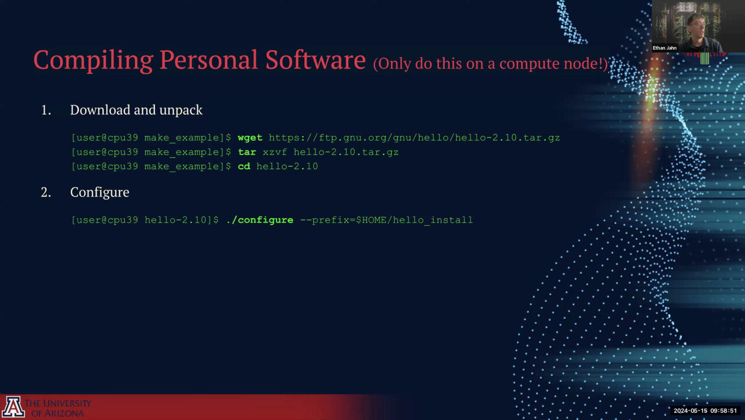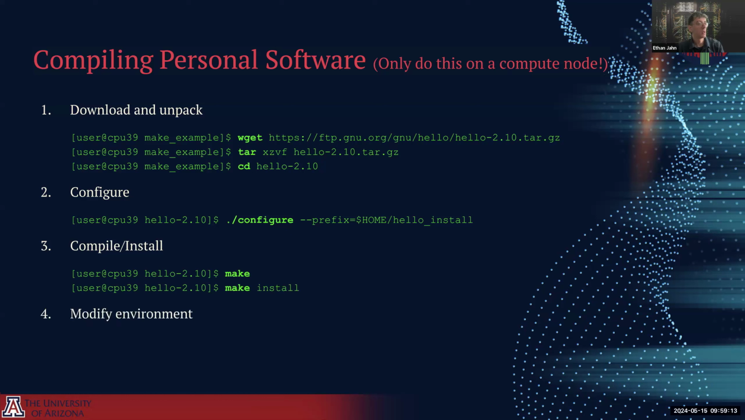You would configure it by using the configure option, and you would make sure to use the prefix with your home directory there. If you don't use that prefix, it might try to install it into a system directory and you will get errors. So make sure to prefix it into your home. And then you would compile and install it. So the make command, make install, and then modify your environment by exporting the path where you installed that software. And that's the very general overview of how to install a piece of software from the internet.